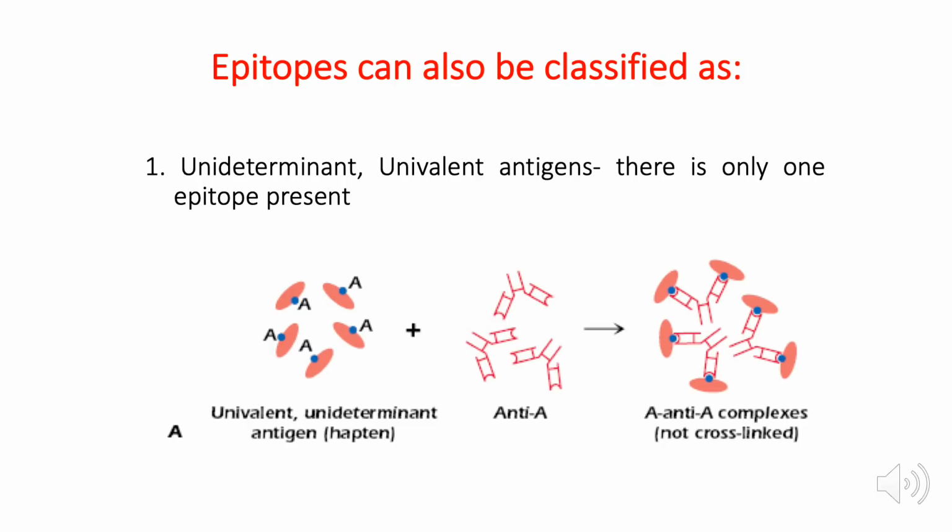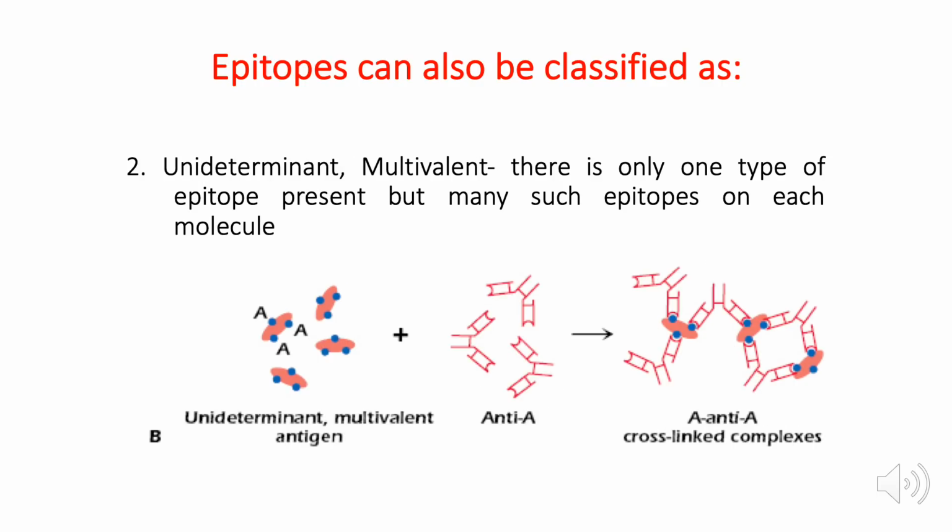So, take a look at these red-colored cells here. Can you appreciate that they are displaying A antigen? So, there's only one type of epitope. You will use the term unideterminant. And for each cell, you only see one A antigen. So, there's only one valency. So, you will use the term unideterminant, univalent antigen.